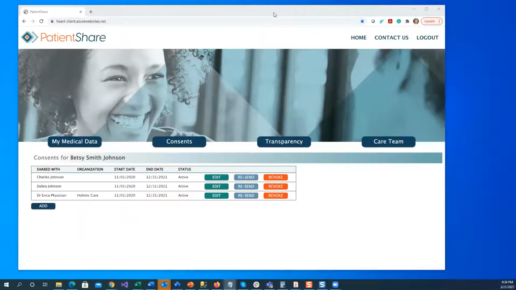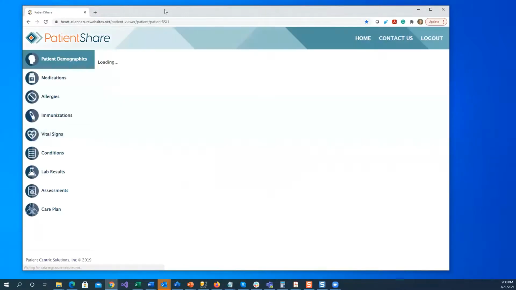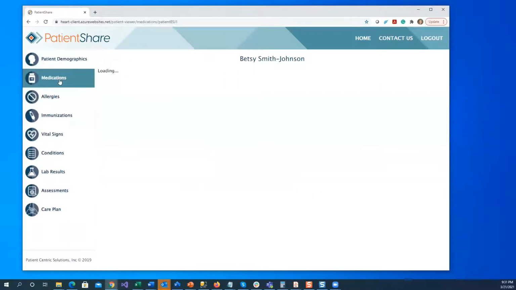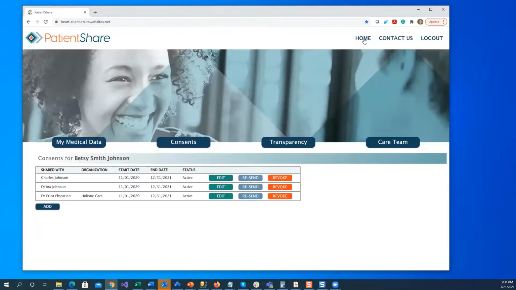We're going to start our demo already logged in as Betsy, and this is her dashboard. So of course, the patient has access to her full data, starting with demographics, medications. I won't go through all of it right now: conditions, lab results, assessment, her care plan, and I'll be demoing the rest of that in just a minute. But let's go back to her dashboard. We see here that she has created 3 consents to share data.